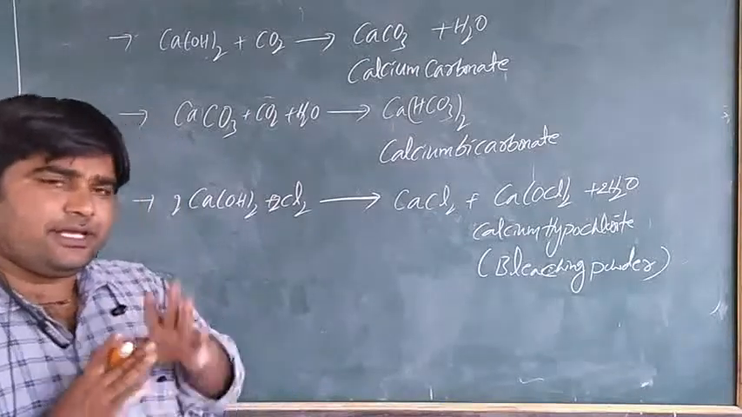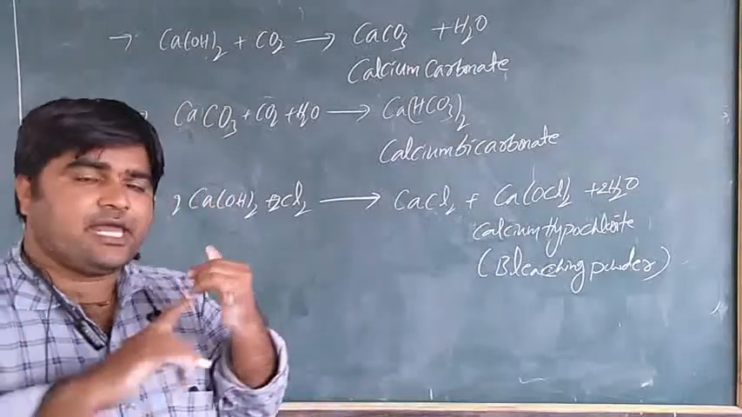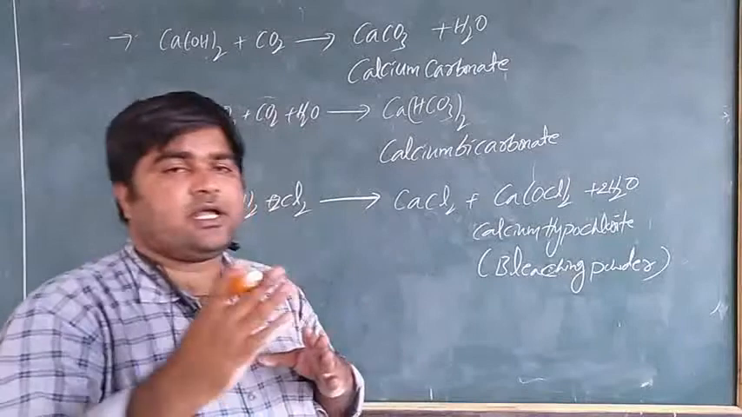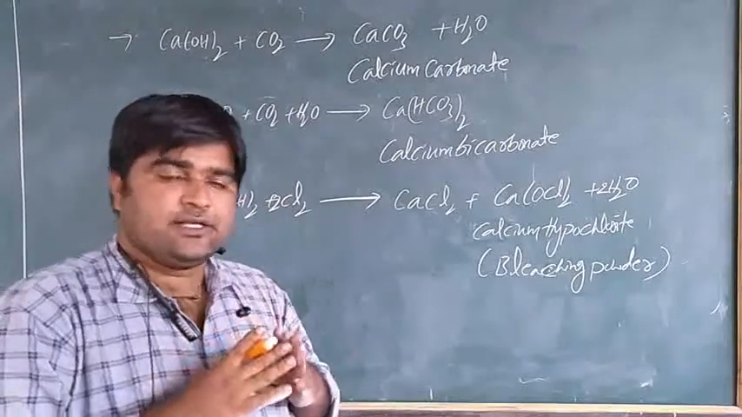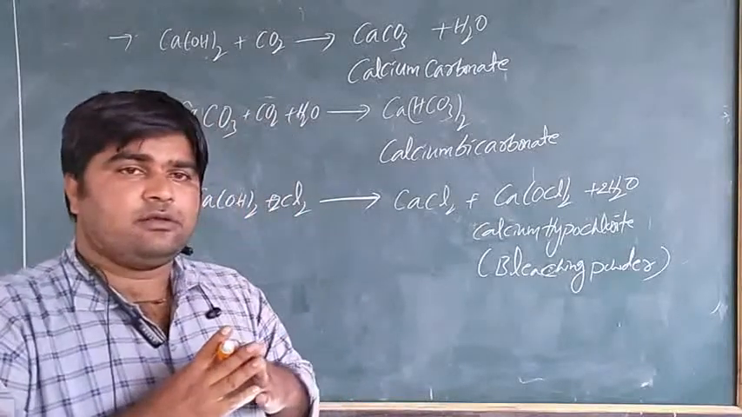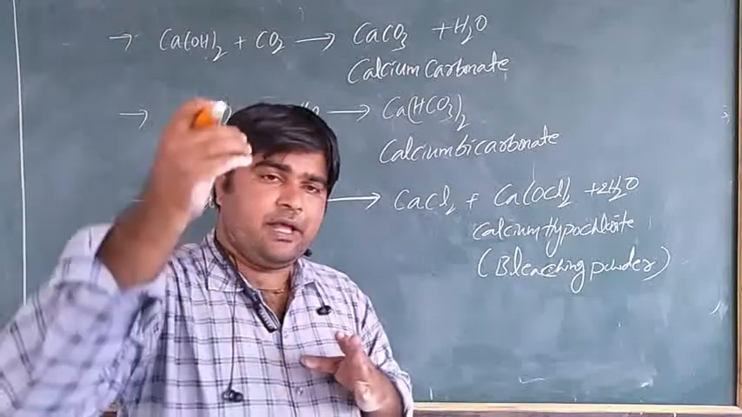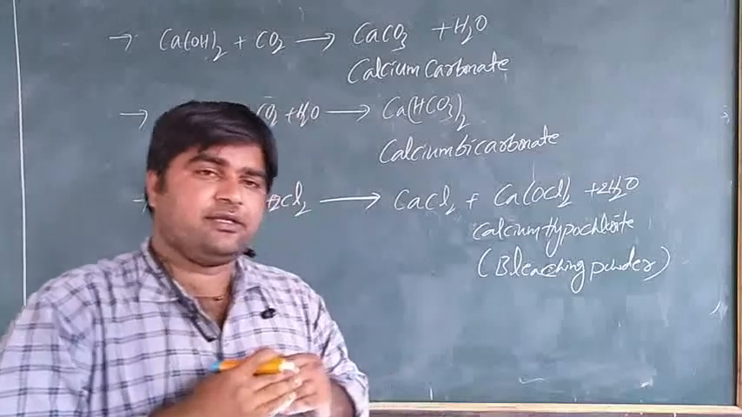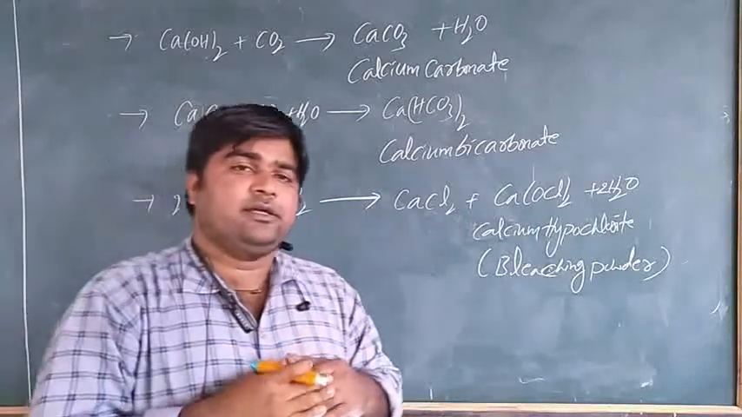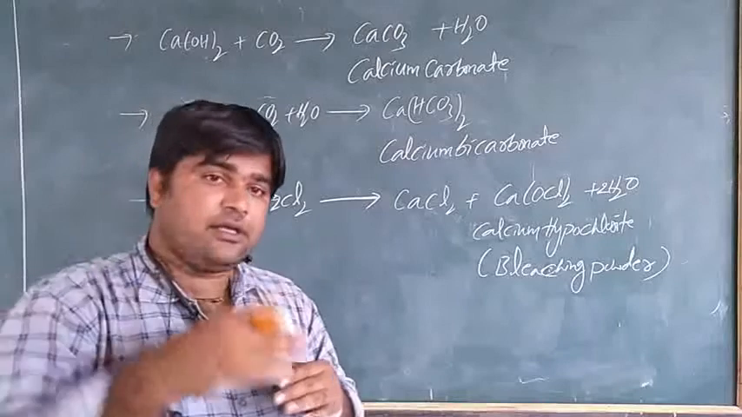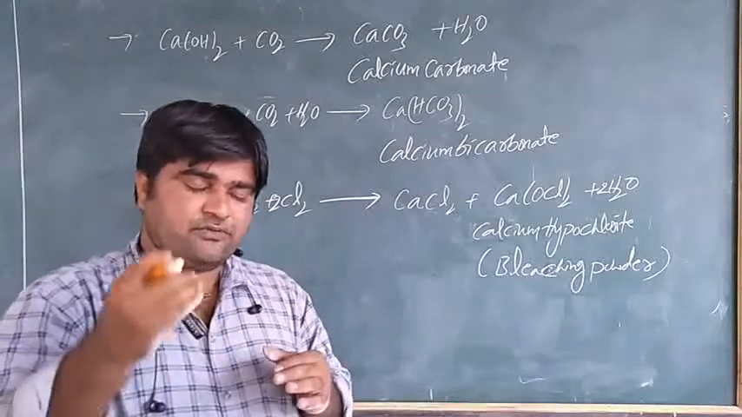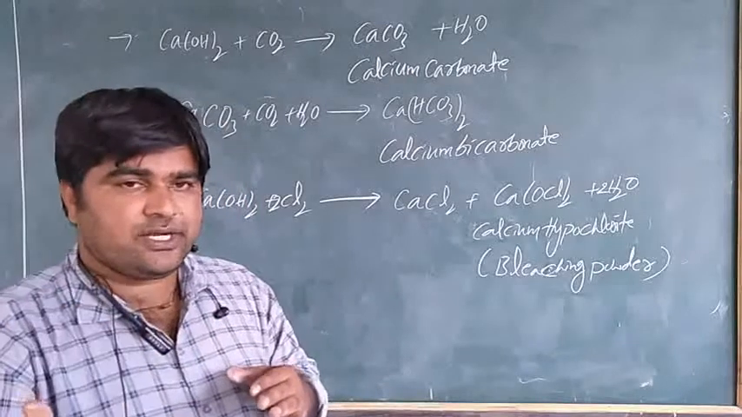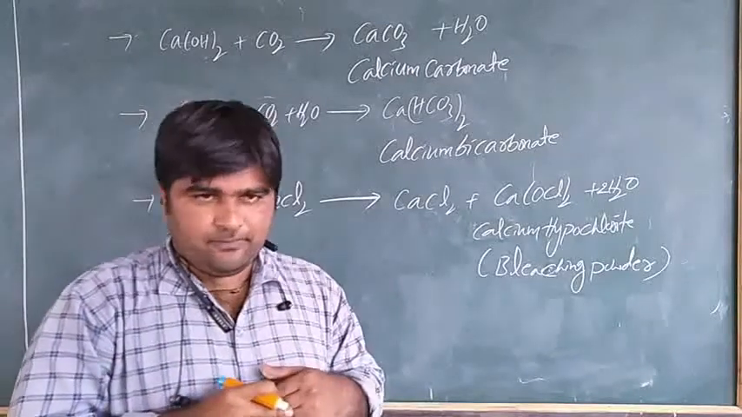Simply remember, calcium hydroxide: how to prepare? Calcium oxide reacts with water to form calcium hydroxide. It is a white amorphous powder and it is sparingly soluble in water. Is it clear? The aqueous solution of calcium hydroxide is called lime water. A suspension of calcium hydroxide in water is called milk of lime.